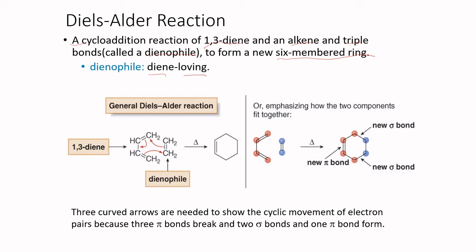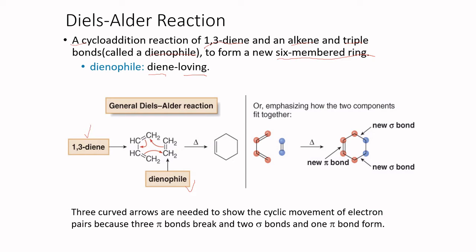In a general Diels-Alder reaction, there are two important starting materials. The first one is the diene and the second one is the dienophile. The dienophile is a diene lover, meaning it will attack the diene. In this case, the mechanism of the cycloaddition reaction proceeds this way. The pi electron of the dienophile will attack this carbon, and then the electron will migrate to this bond, and the next pi electron will migrate to the other carbon.